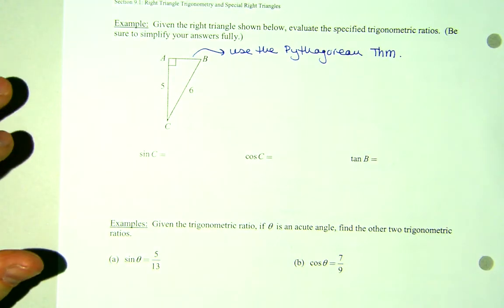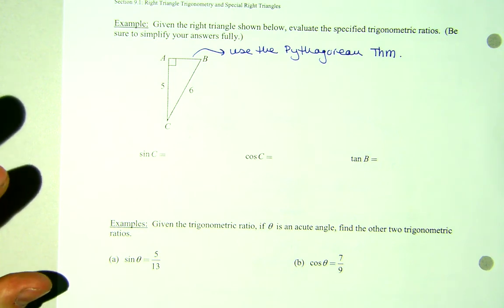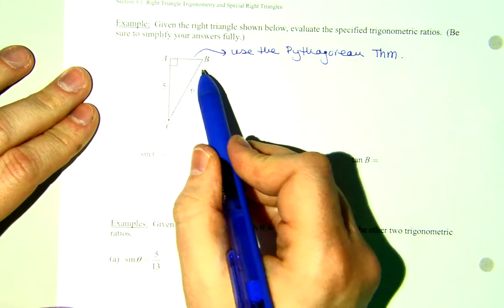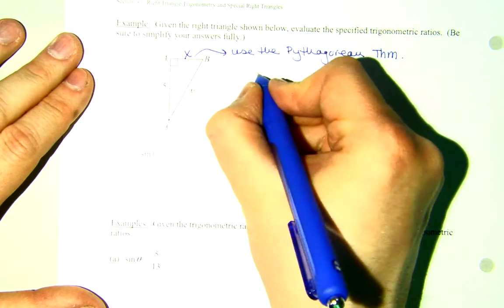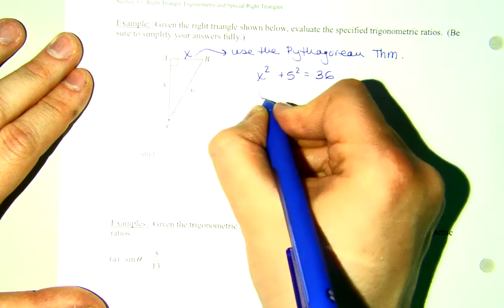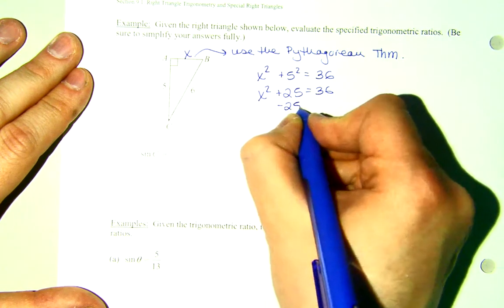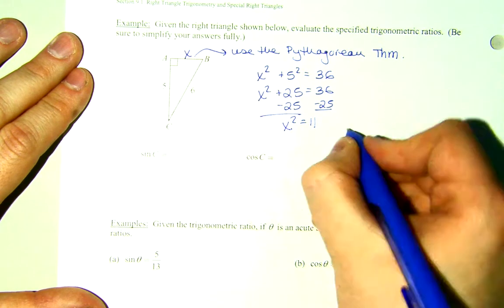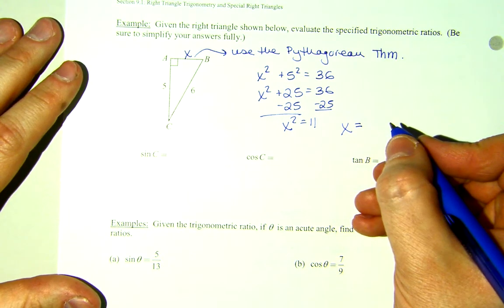So, Pythagorean theorem, I guess, is like a squared plus b squared equals c squared, but only if a and b are the legs of your triangle and c is the hypotenuse. I think the better way to deal with this is just one leg squared plus the other leg squared equals the hypotenuse squared. I'm going to say that that leg is x. So I'm going to make a little equation. I'm going to say x squared plus 5 squared equals 36. I'm going to get x squared plus 25 equals 36. Minus 25 minus 25. X squared equals 11. X equals plus or minus the square root of 11.